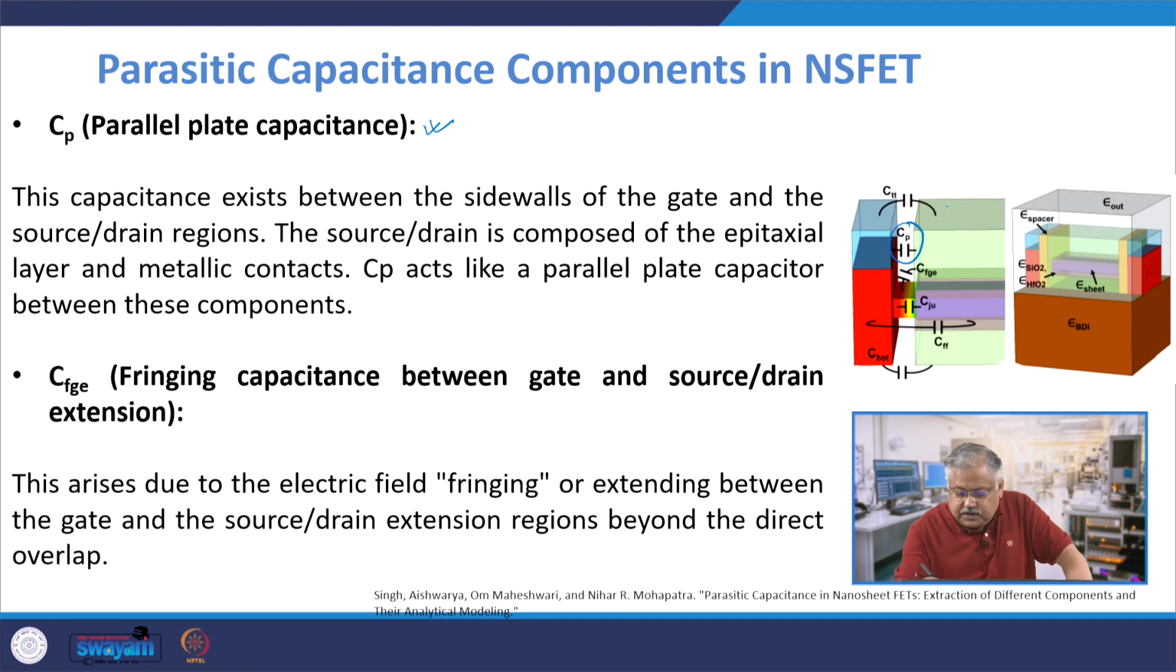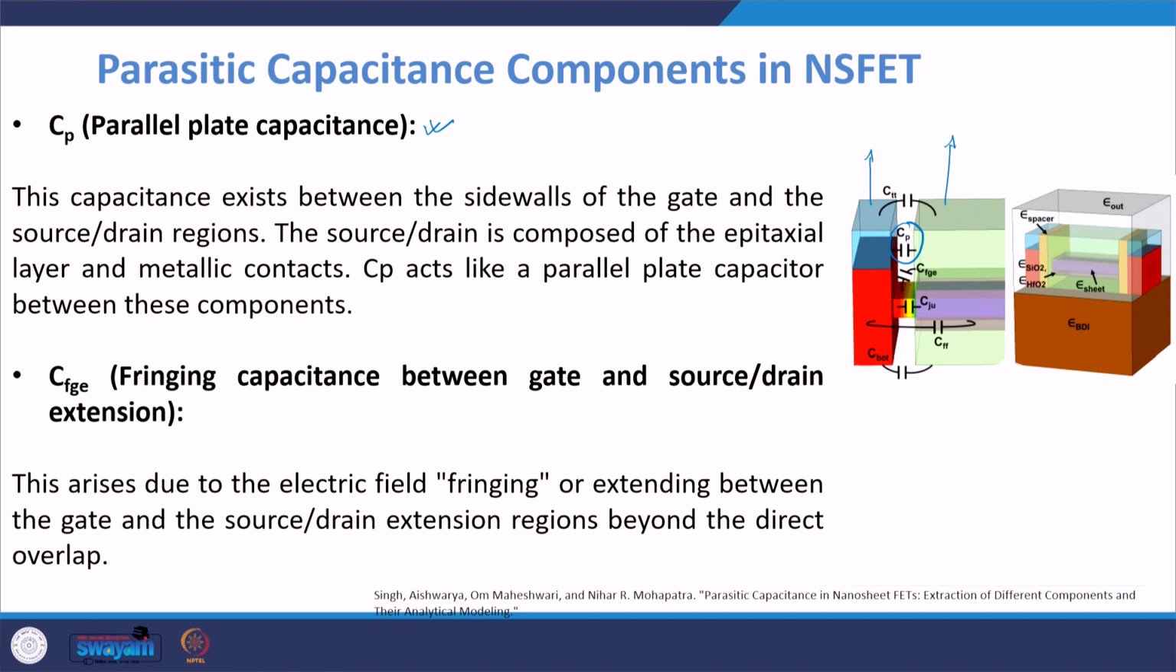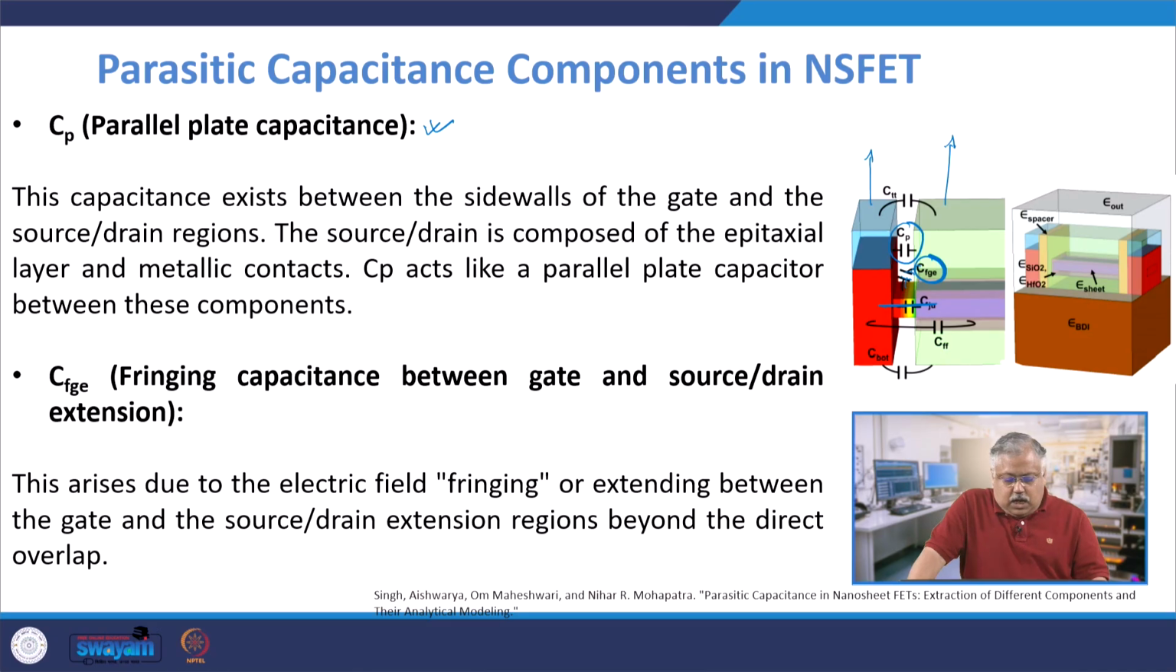This is maybe my device channel itself, and these are the source and drain regions; at least let us assume this to be the drain. Then CP is basically the parallel plate capacitor which occurs between the active region and the source drain region, in a sense, right? CFGE is my fringing capacitance between the gate and the source drain region, and this arises due to the electric field which is present. What is happening primarily is that there is a fringing field between the channel and the gate side.